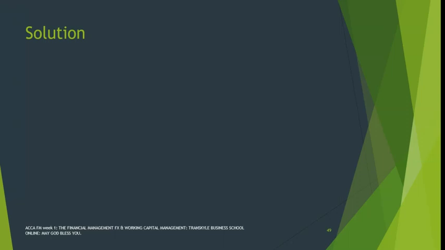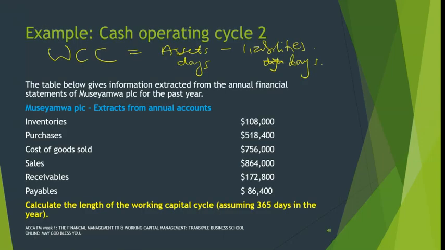When we are talking of assets, we are talking of inventories, we are talking of receivables, we are talking of the cash itself, and so forth. Then we are talking of liabilities. We are mainly referring to payables. So this is the information we are talking about.